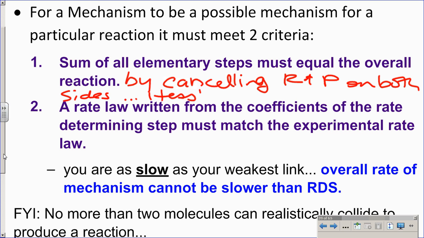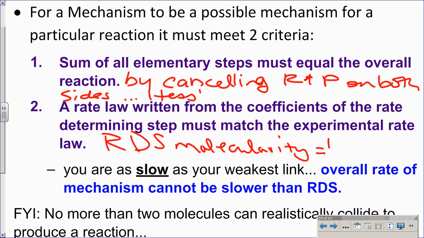Okay, second one is rate law written from coefficients of rate determining step. So rate determining step molecularity must match rate law exponents. I'm sorry, not coefficients, exponents. Rate determining step molecularity, which are the coefficients, match the rate law exponents. That's the shortest and sweetest I can make that one.